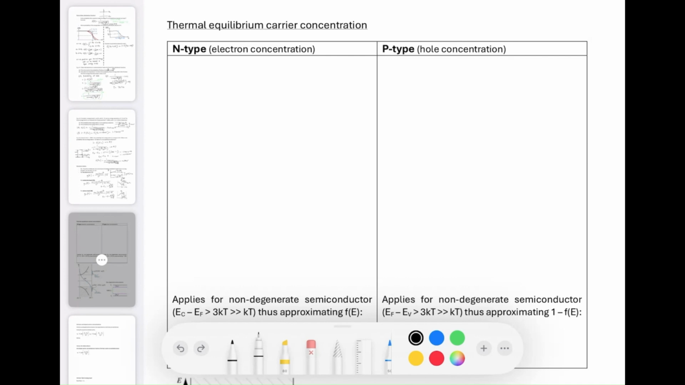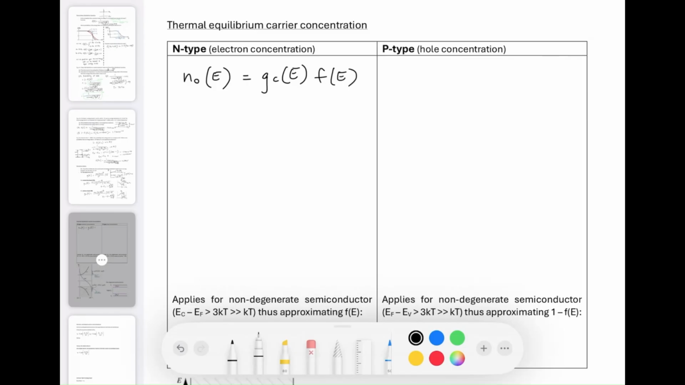So for an N-type semiconductor, the majority carrier is the electron, and for a P-type, the majority carrier is a hole. That's why we look at the electron concentration and the hole concentration, respectively. So now let's first look at the N-type. So the electron concentration at energy E in the conduction band is the product of the density of states at E times the probability that the state is occupied by an electron.